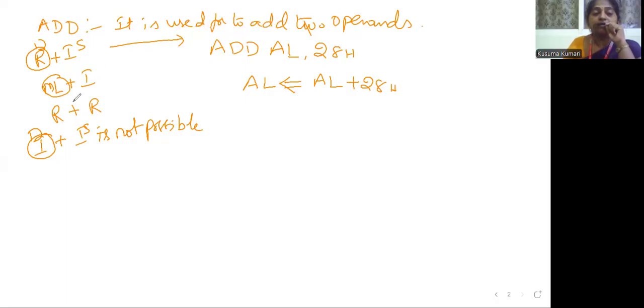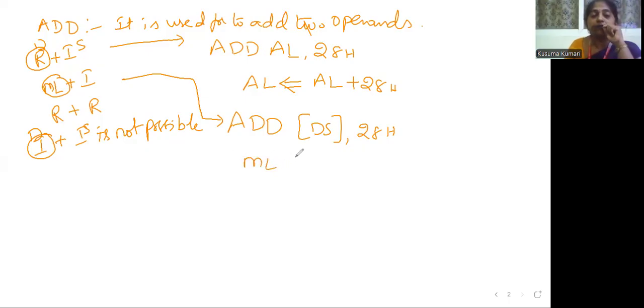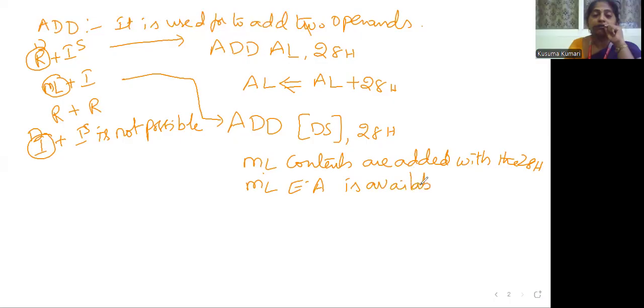Similarly, an immediate number can be added with a memory location also. That means ADD memory location, 28H. The memory location, as I already told you, can be described in any one of the memory addressing modes. So ADD [DS:...], 28H. Then what does it mean? The memory location contents are added with 28 hexa, which is the immediate number, and the memory location's effective address is available in the data segment register. That is the meaning of this.